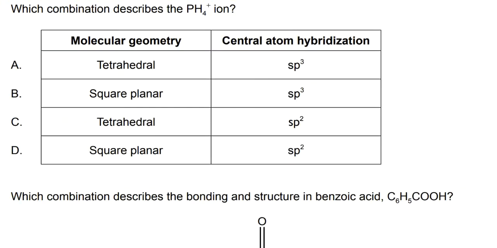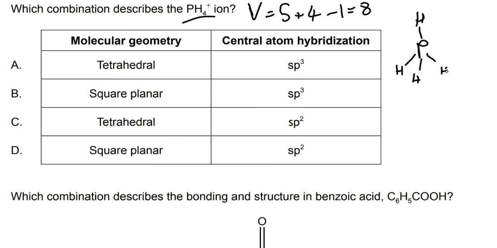Which combination describes this ion? Well, PH4 plus. We're going to try and draw it out. First, we need to calculate the number of valence electrons. Phosphorus has 5 electrons, and each hydrogen has 1, so we have 4. And we're going to take 1 away because of the positive charge, so we're going to be left with 8 electrons. Next, let's draw this out. There we go. And let's see if we have the total number of electrons. 1, 2, 3, 4 electron pairs, which is 4 times 2, 8 electrons. So tetrahedral seems to work.